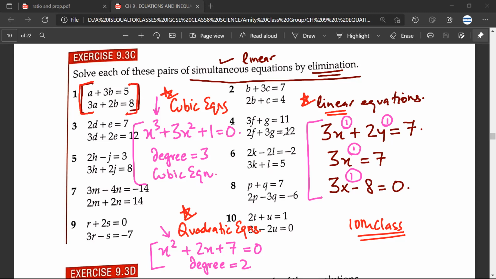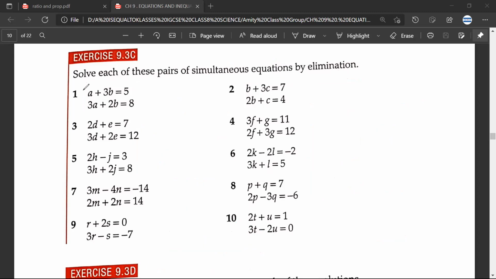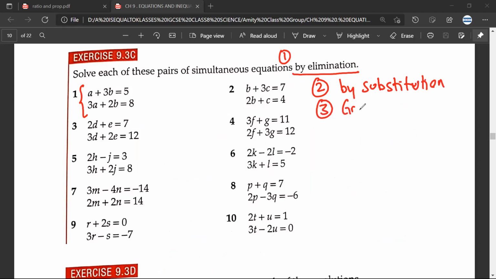Now there are few ways, 3 or 4 ways in which these simultaneous equations can be solved. So for example, this is elimination. Another method that we will do is by substitution. Another way you can solve these equations is the graphical method. But in this lecture, we will focus on solving these two equations by elimination.